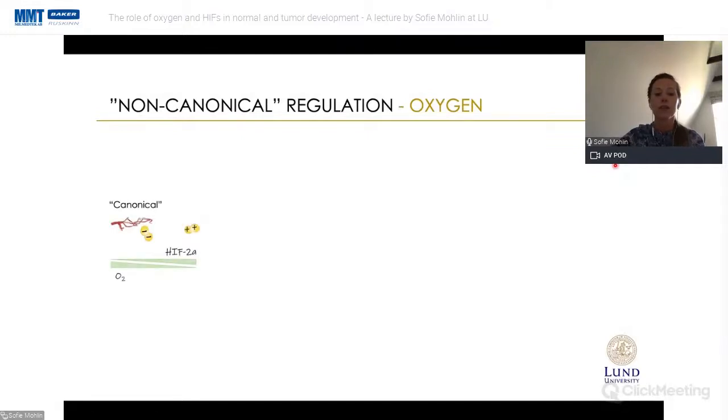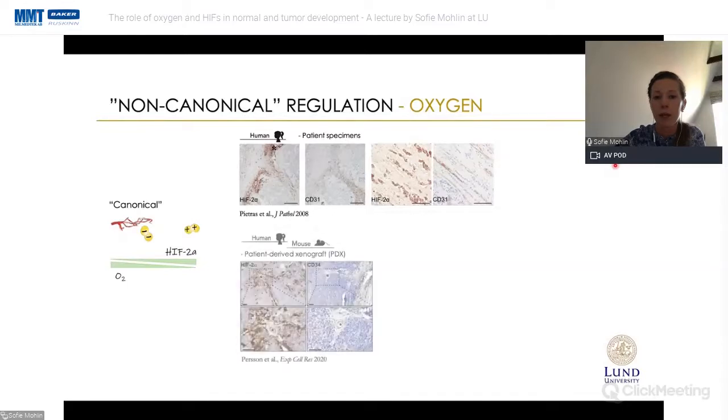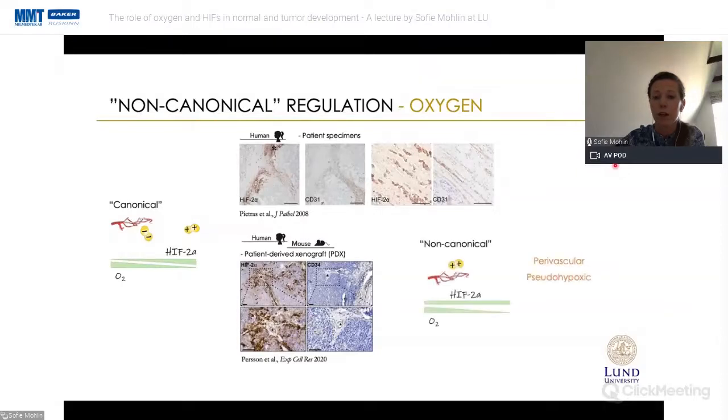And so again, you see in this slide, as I said it would come back, the canonical way. But we also know from a couple of papers now that HIF-2α is expressed in these perivascular niches. So this is from a patient specimen, and when we do patient-derived xenografts, so we take small pieces of tumor tissue from a patient, implant them into mice, and take out the tumor, we also find these HIF-2α positive perivascular cells. And again, this leads to a pseudohypoxic phenotype. And what I changed here is that we have HIF-2α expression independently of the oxygen level.